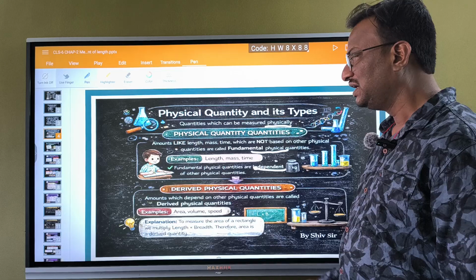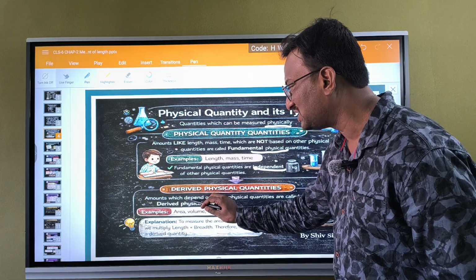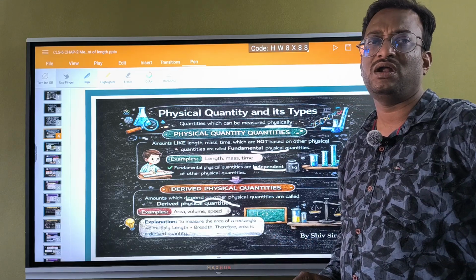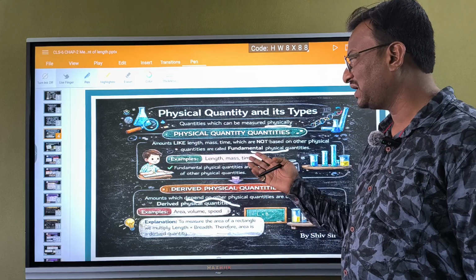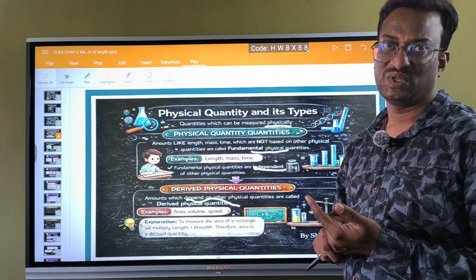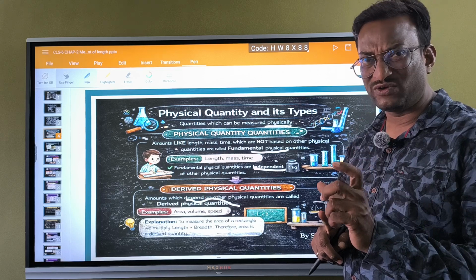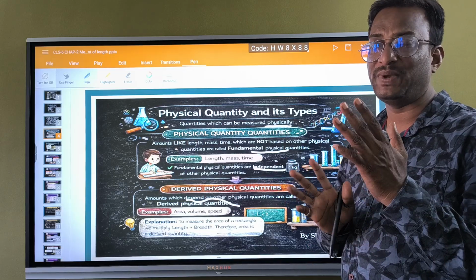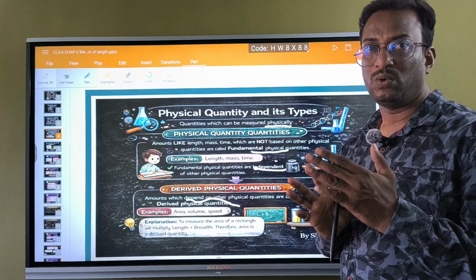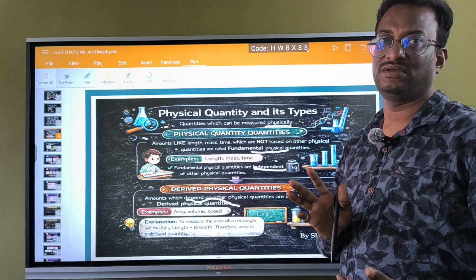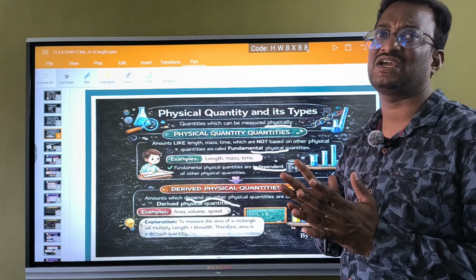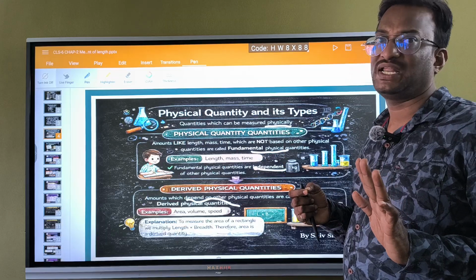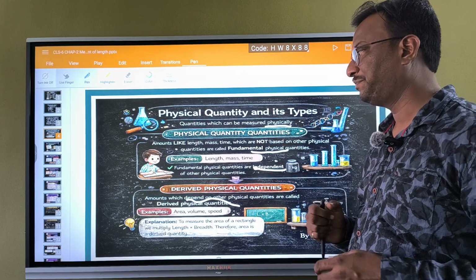What are derived quantities? Derived quantities depend on fundamental quantities. The quantities which depend on fundamental quantities are called derived quantities. Examples of fundamental quantities: length, mass and time. Length is the basic, fundamental unit. Fundamental means least, basic. We don't have anything smaller than that, so it is the smallest and the basic one. It does not depend on any other thing. That is why it is considered a fundamental quantity, as are mass and time.